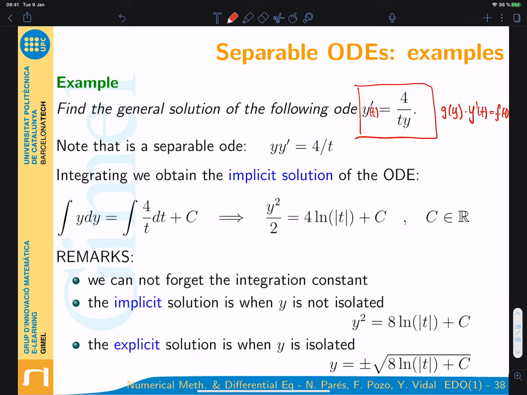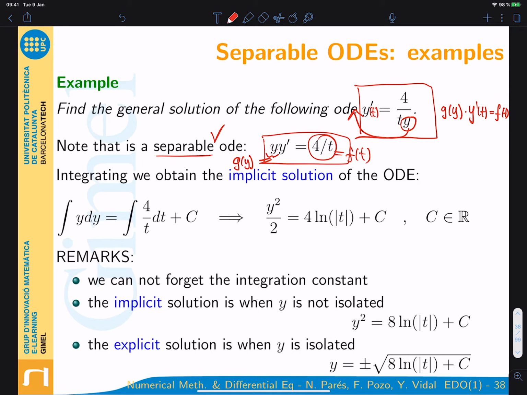Well, yes, it's as easy as just writing y on this side. So I will multiply by y and I will get this expression, which of course is a function that only depends on y, that multiplies y prime, and in the right-hand side a function that only depends on t. So it is a separable ODE. We can solve it using the integration of each side.